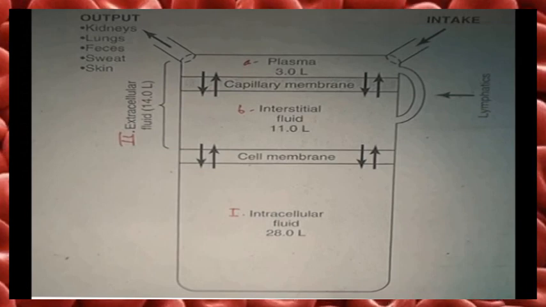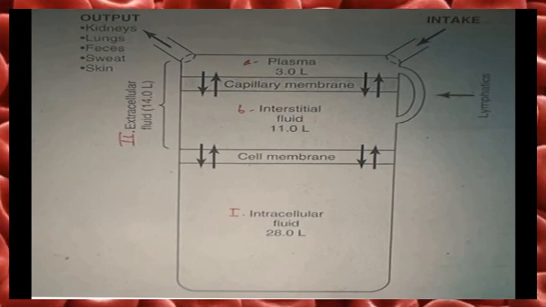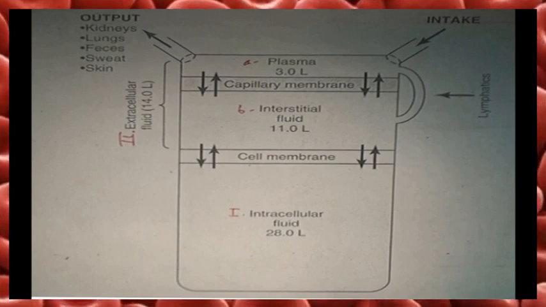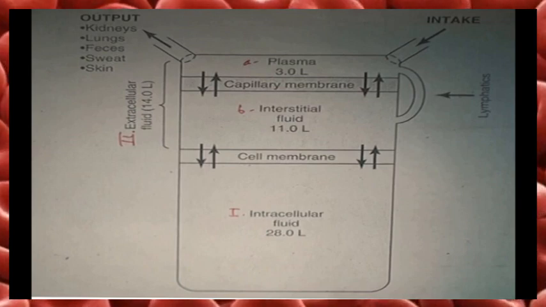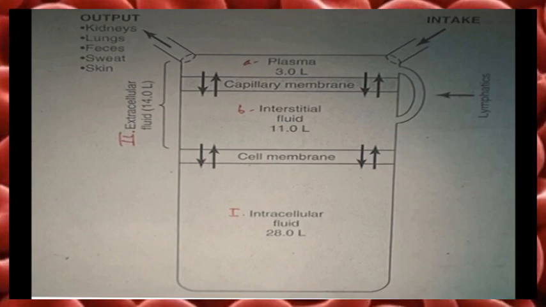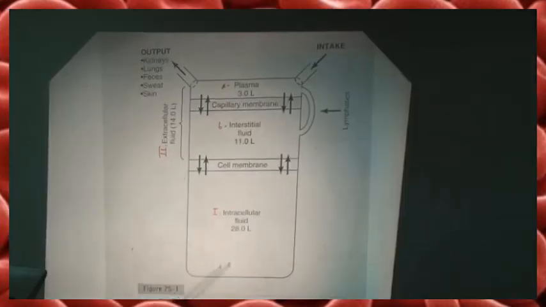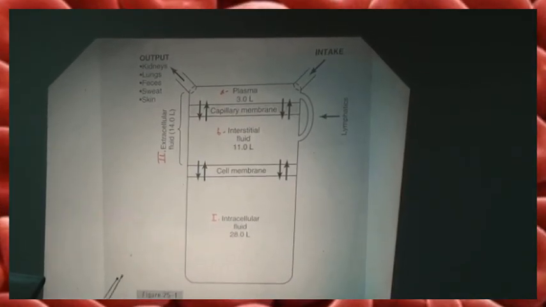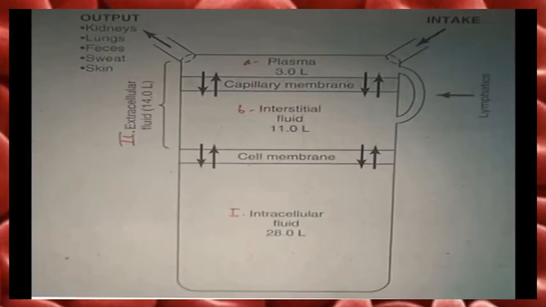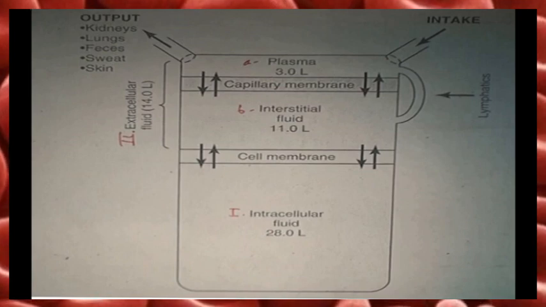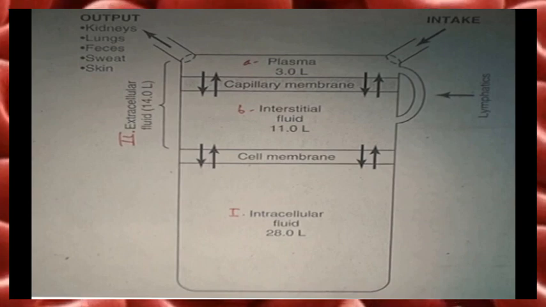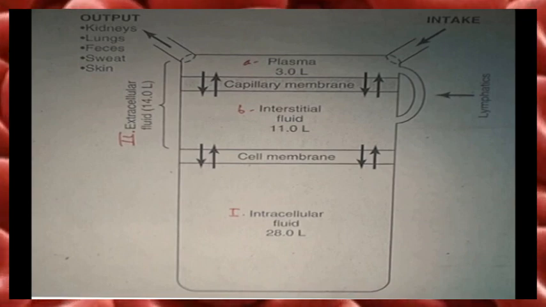You remember when we talked about the body fluids. Body fluids are present in two compartments, intracellular and extracellular. Inside the cells, 28 liters, and outside the cells, 14 liters. You see in this example, 42 liters. We said in the previous lecture, 45 liters, about 65% of the body weight.